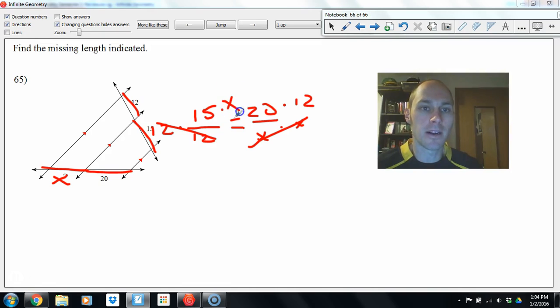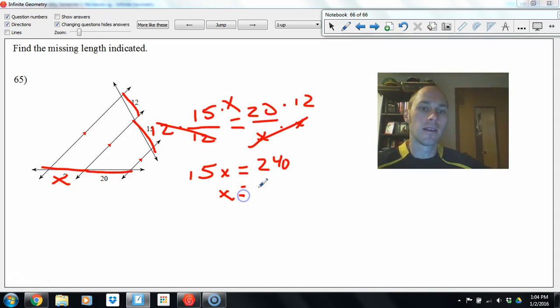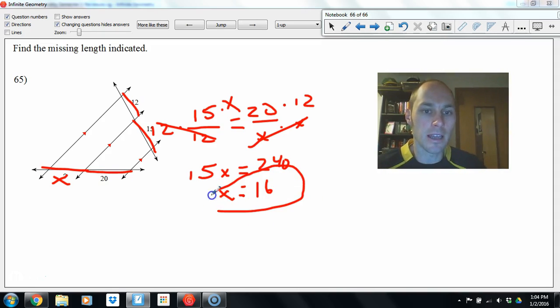We eliminate our denominators. So 15x equals 20 times 12 is 240. Divide both sides by 15. 240 divided by 15 gives us 16. So 16 would be the missing length for that one.